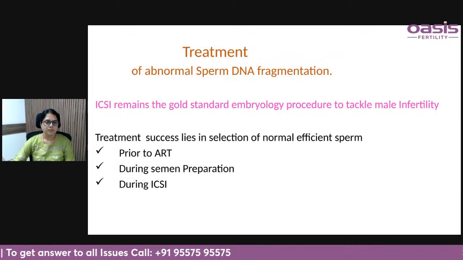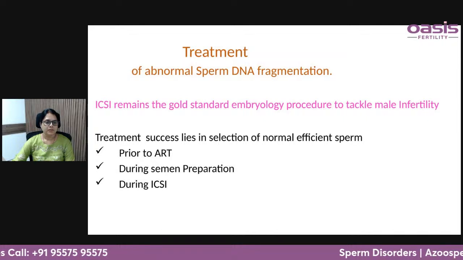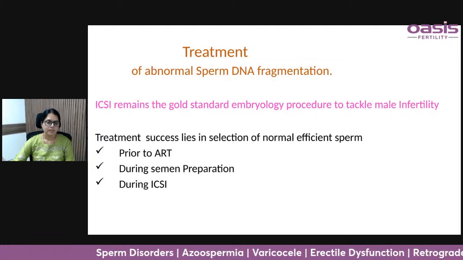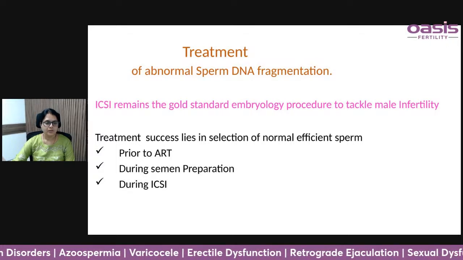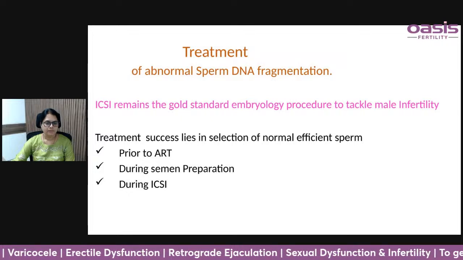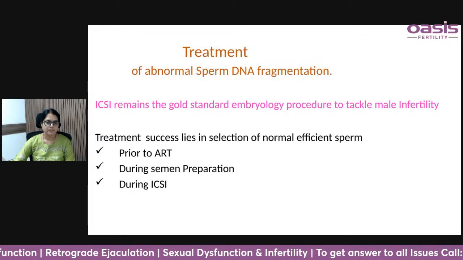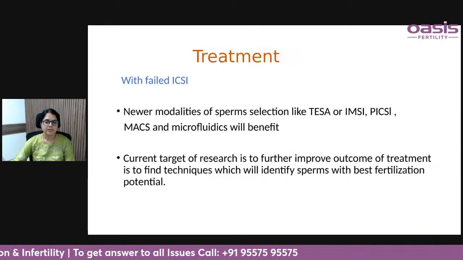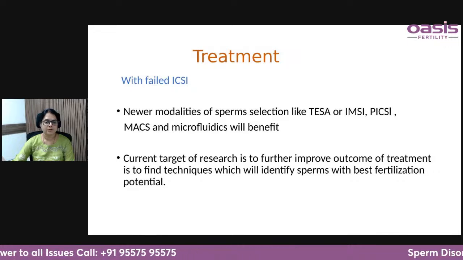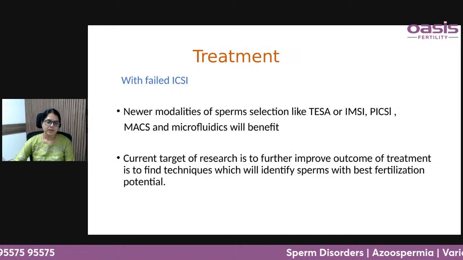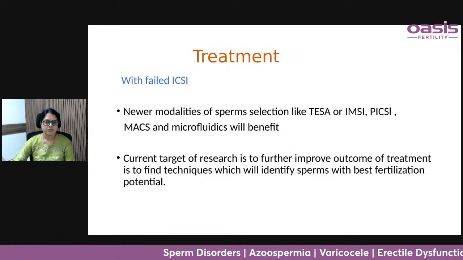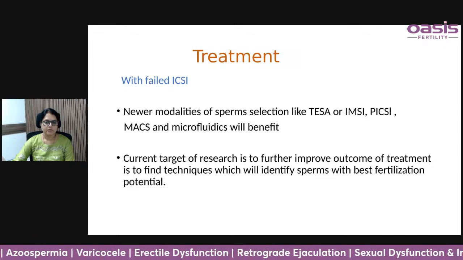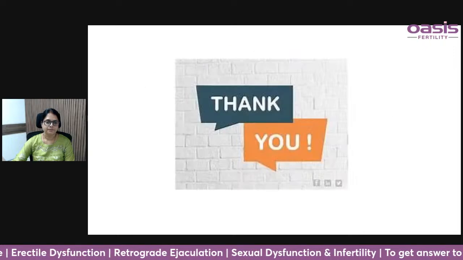Then treatment of abnormal sperm DNA fragmentation. ICSI remains the gold standard embryology procedure to tackle male infertility. But treatment success lies in selection of normal efficient sperm prior to ART, during semen preparation, and during ICSI. And with failed ICSI, newer modalities of sperm selection like IMSI, PICSI, MACS, or microfluidics will benefit the treatment. And the current target of research to further improve the outcome of treatment is to find techniques which will identify the sperms with best fertilization potential. Thank you.